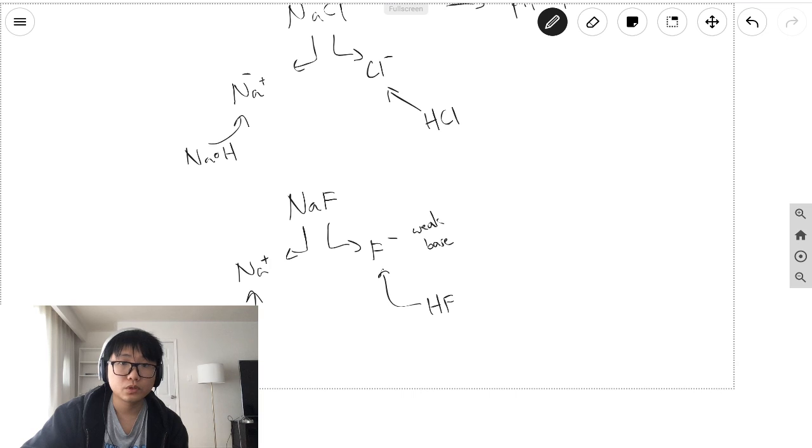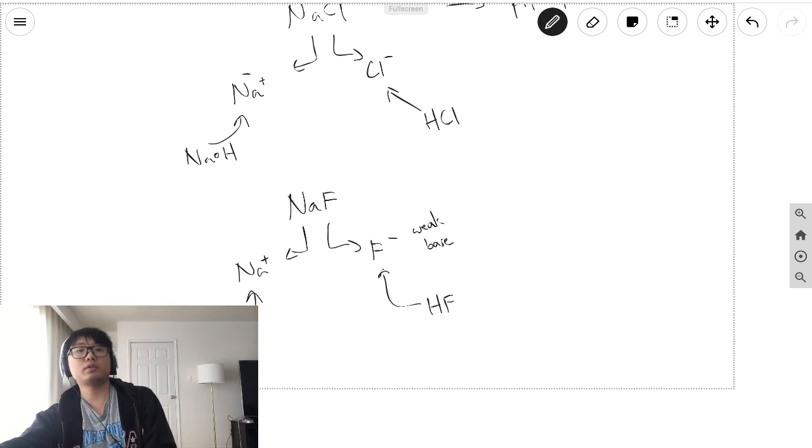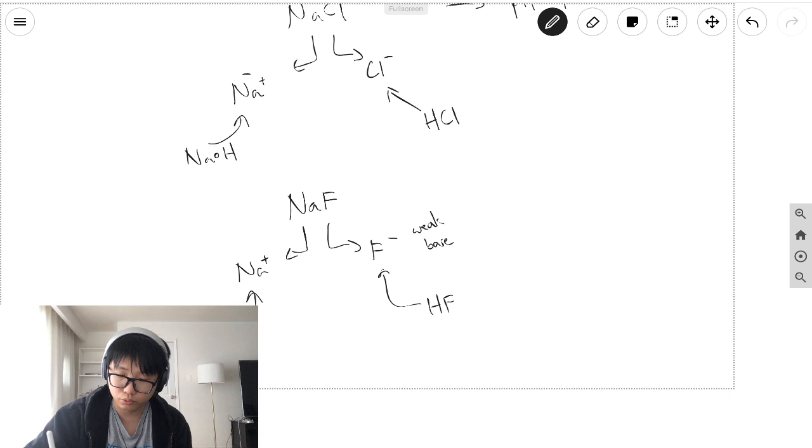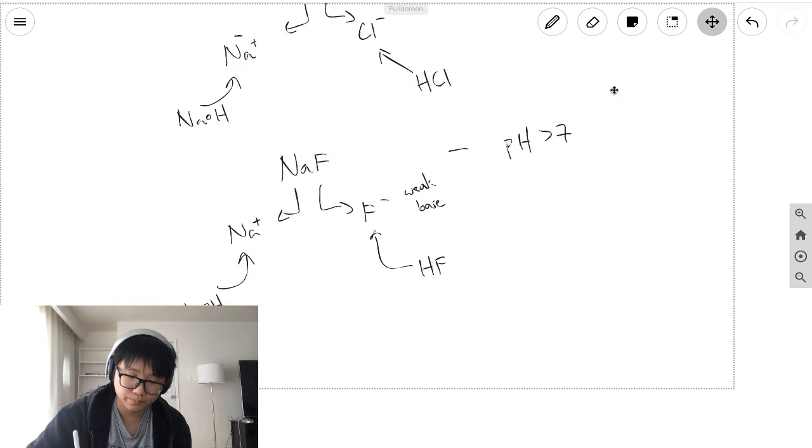Okay. So again, what I'm basically saying here is the salt is going to dissolve in water into its components, and then you just look at the individual components and be like, hey, what is this going to do? Is this going to do anything? Na plus in this case is not going to do anything. F minus is going to do something. So therefore, this whole thing, pH is going to be greater than 7 because it's going to be a base.